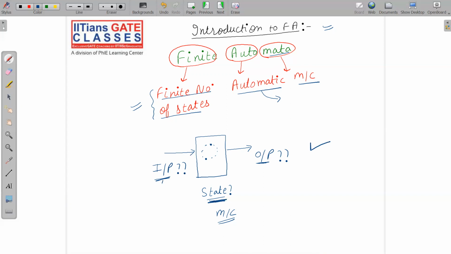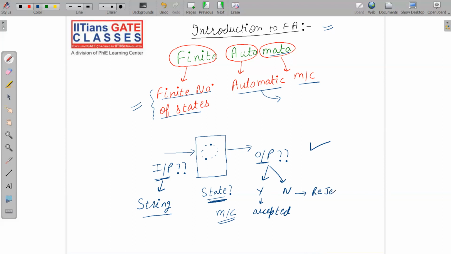So what is the input? Input to FA is a string, the string which we have already studied in the previous lecture. What is the output? Output is either yes or no. Yes means the string is accepted by the machine, and no means the string is rejected by the machine.